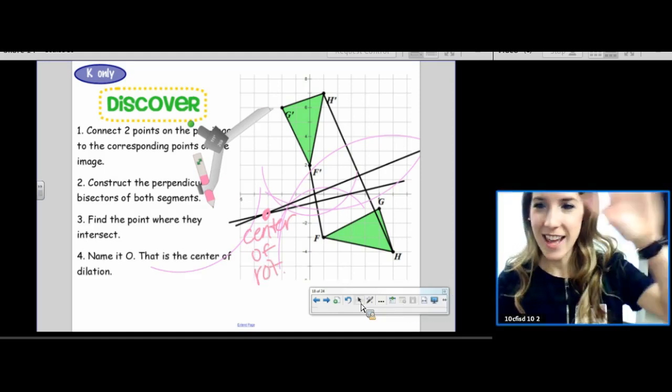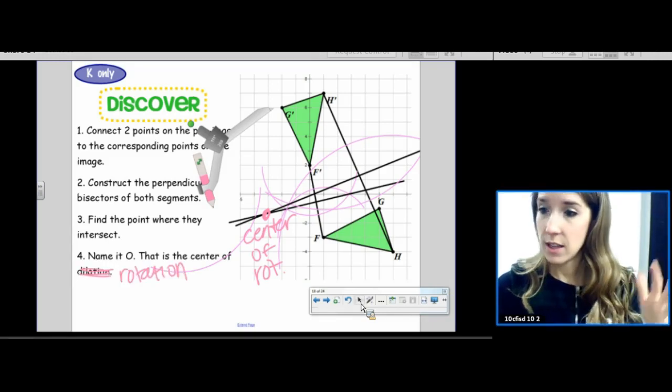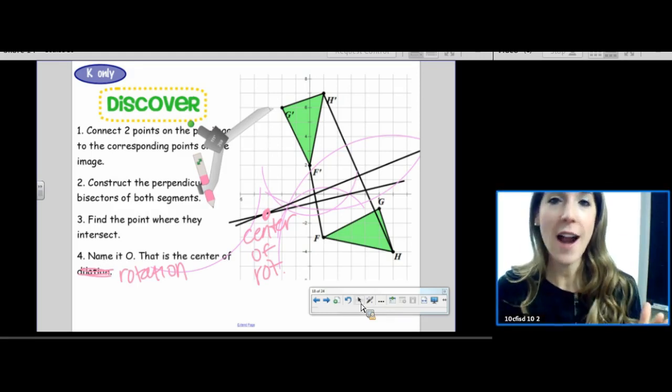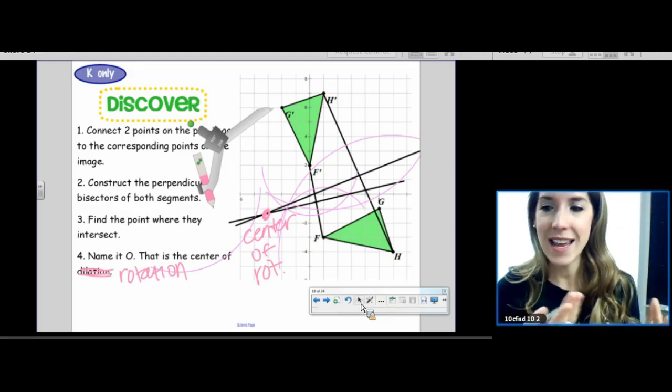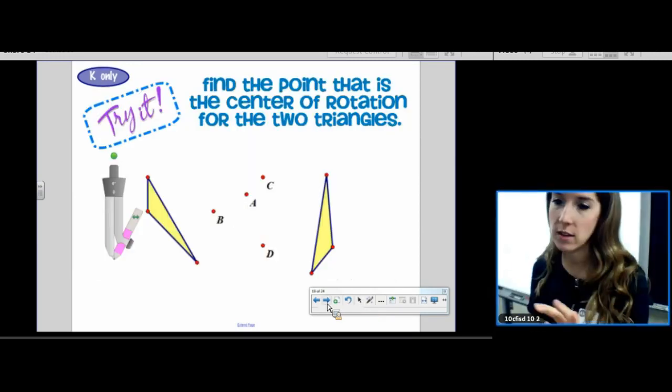Woo! Do you see how it says K only at the top? That is there for a reason. I don't need to use G because when two lines intersect, that will be the center of rotation. I don't need a third line because it's going to intersect the other two in the same spot. So I don't need that third line, and can you tell how messy the picture was already getting? So I didn't need to use G.